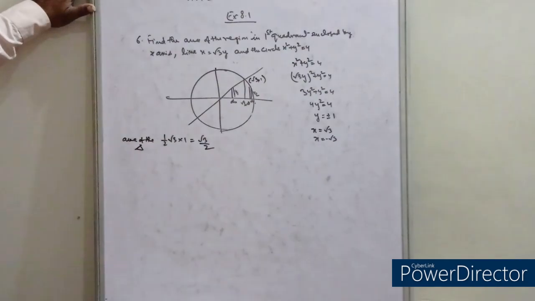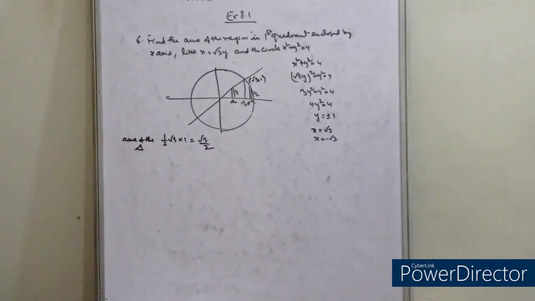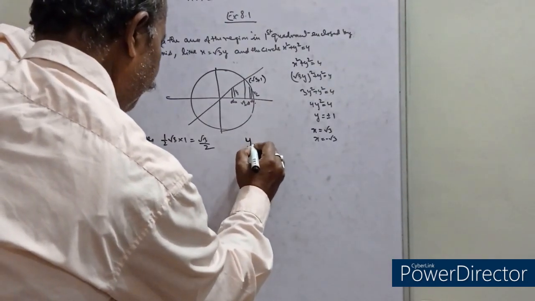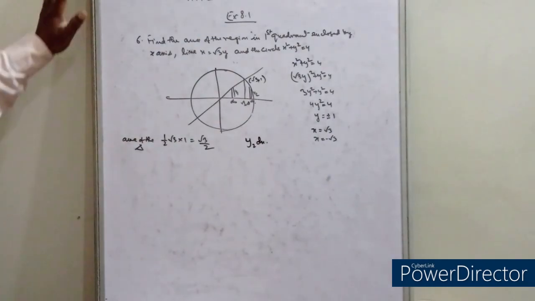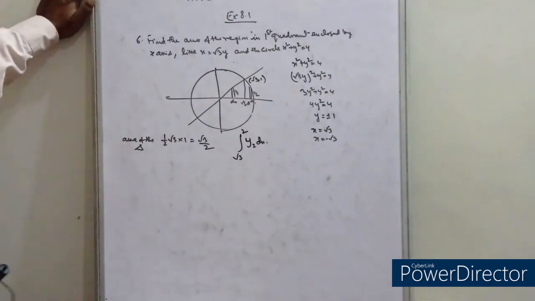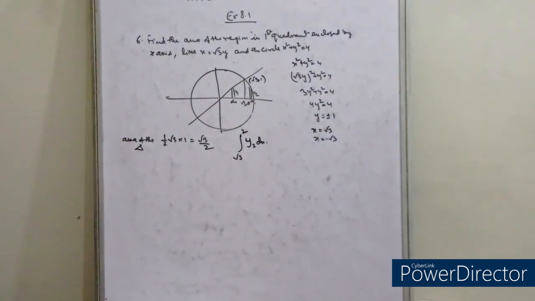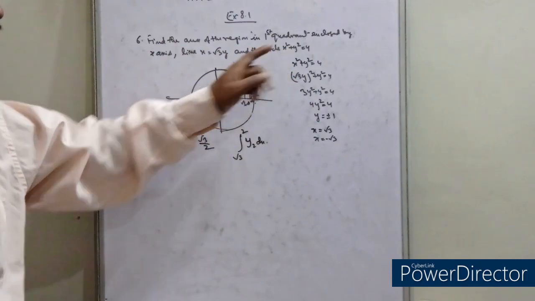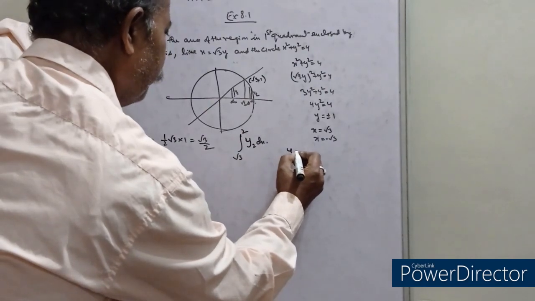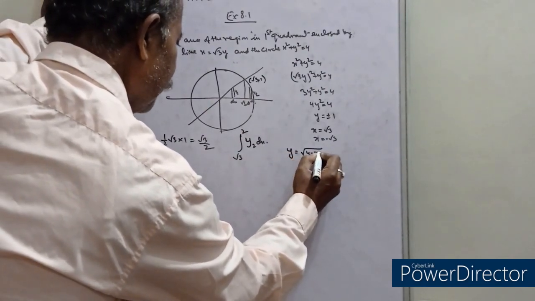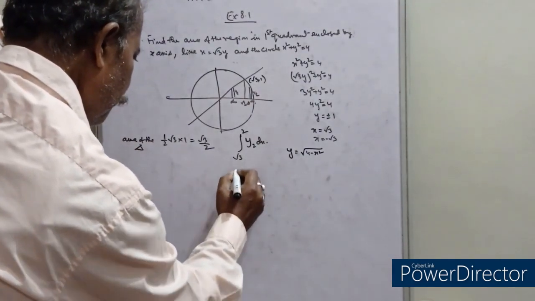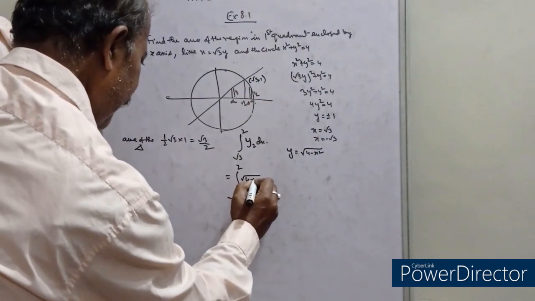Now for the next part, here you see your area is y dx. So the height, and summation of this means integration from root 3 to 2. Now the height of this rectangle is controlled by the graph of this circle, so I will find the y value from here. So y is equal to root over 4 minus x square. So this will be the integral from root 3 to 2 of root over 4 minus x square dx.